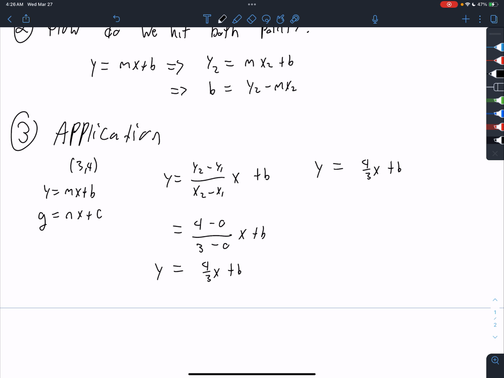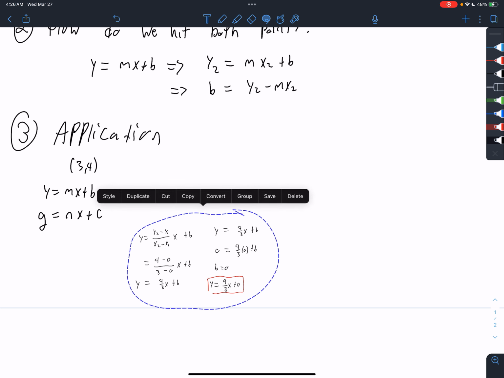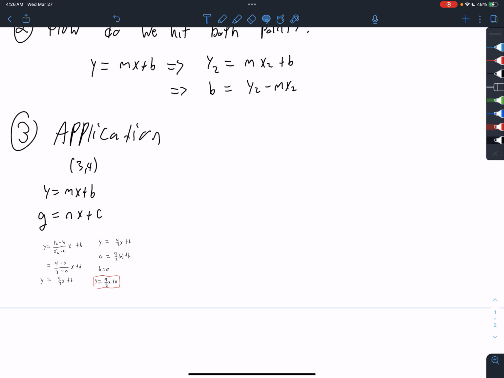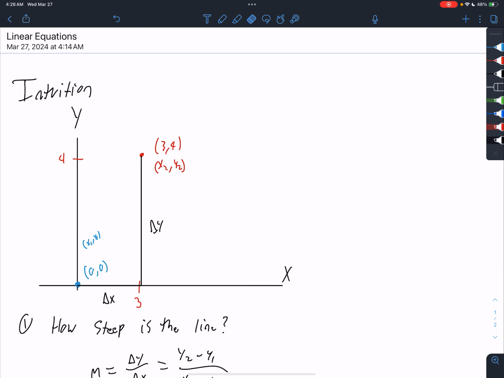So plugging in 0, 0, we get 0 equals 4 over 3 times 0 plus b, and all this means is b equals 0. And that's it. Which means that we're left with the equation y equals 4 over 3x plus 0. So that's the first one. Okay, the second one, the second equation, we can do a similar sort of idea.